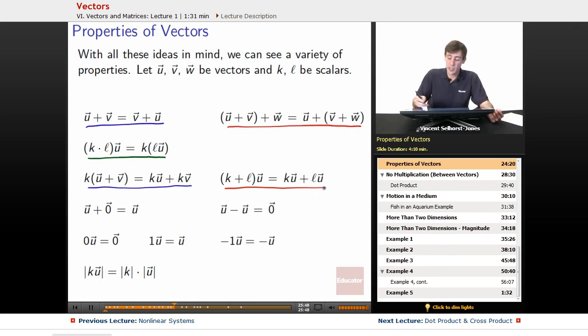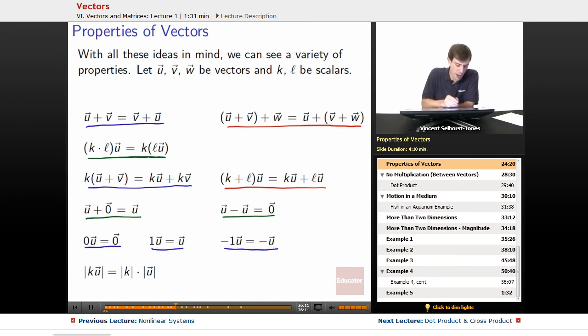Great. If we take u and we add it to the 0 vector, we wind up just getting u. It has no effect. u minus u is going to get us back to the 0 vector. And then a couple more ones. 0 times u is going to give us the 0 vector. 1 times u has no effect. We're scaling by just what we're already at. And then negative 1 times u is going to flip us to the negative version. It'll just cause everything in there to become negative.